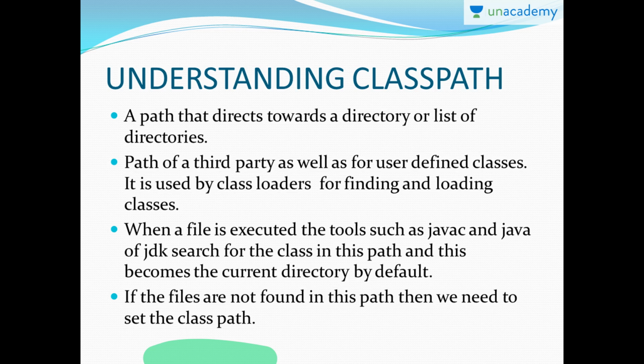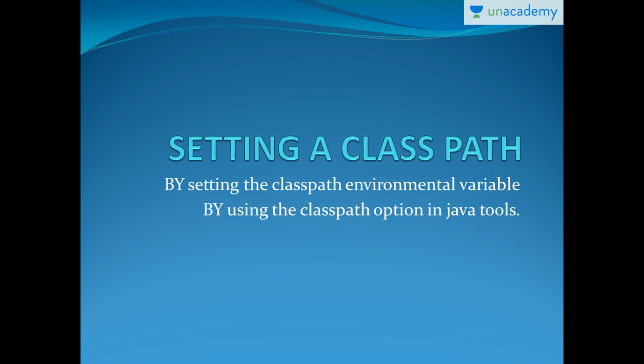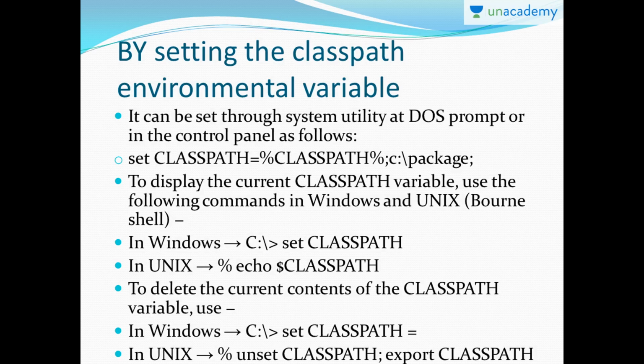So how can we set the class path? Let's see the setting of the class path. Basically, the class path is set by two methods: by setting the class path environment variable, and by using the class path option in Java tools. These are the two methods by which we can set a class path. Let's see the first method, that is, setting the class path environment variable. Firstly, we need to have a system utility, that is, the DOS prompt or the control panel, as follows.